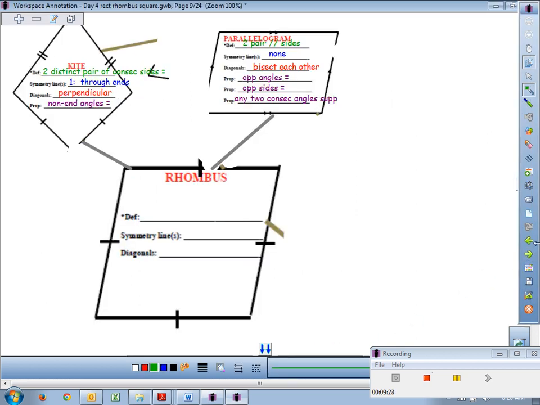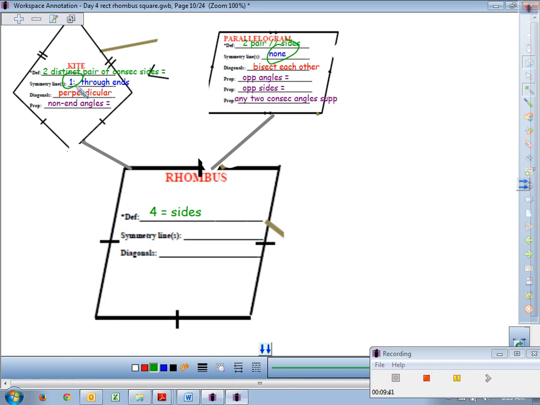So, nice. Now to the rhombus, right? Its parents are the kite and the parallelogram. When it comes to the definition, we should know that by now. It's got 4 equal sides. Symmetry lines. Kite does have some symmetry. Parallelogram does not. So that means a rhombus will have some symmetry.